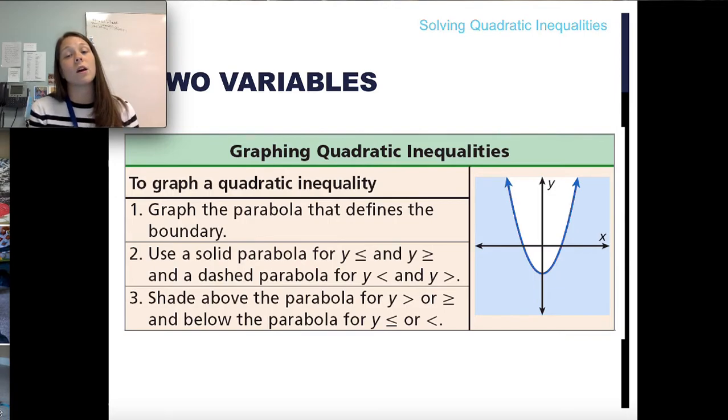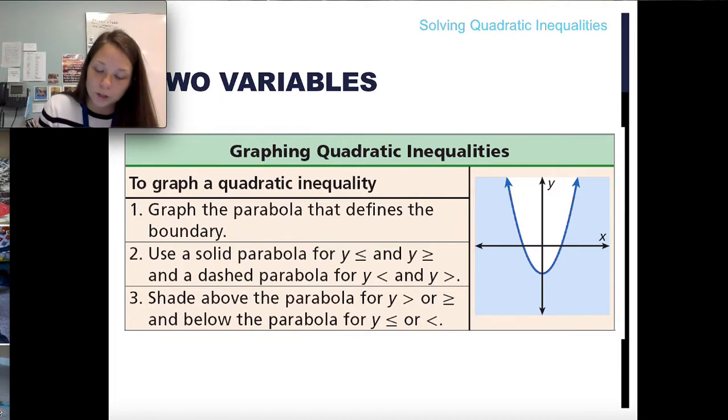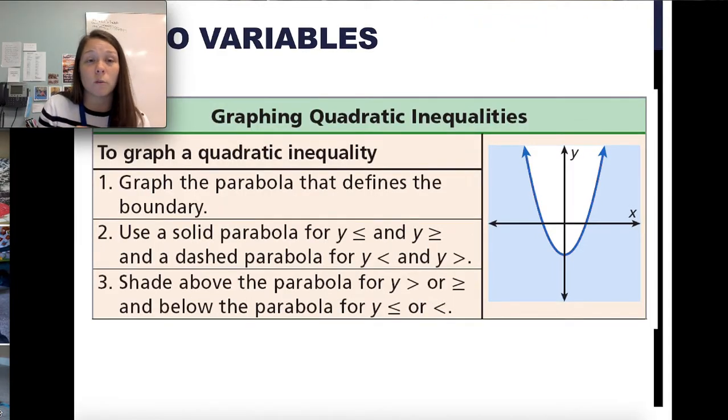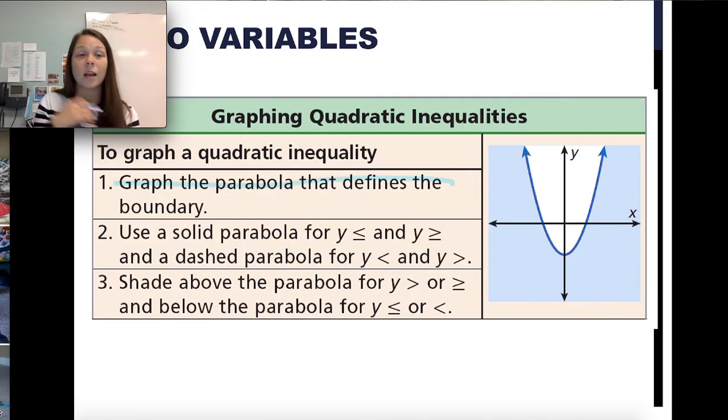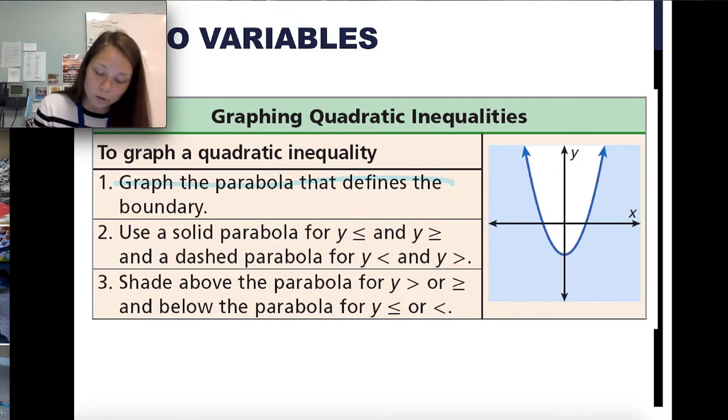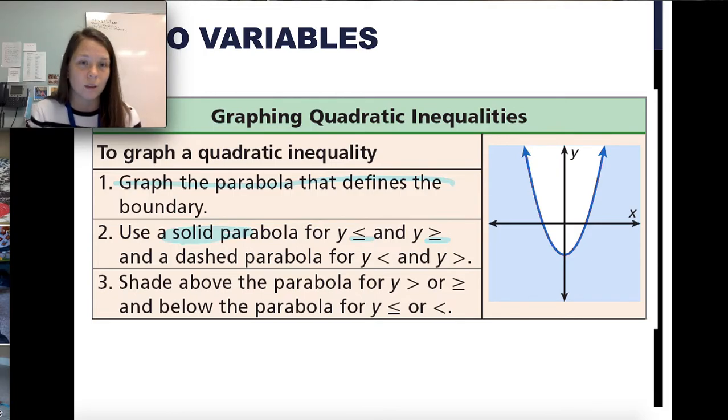We'll graph the quadratic expression that's on the right side, like we would any quadratic expression. Then we'll be doing some shading. So there's kind of three things to keep in mind when you're solving by graphing. First, you're going to graph the parabola as you would any quadratic equation. So finding the vertex and then finding two other points, one to the left and one to the right of the vertex. Then you'll use a solid line if your inequality sign has the or equal to symbol underneath it.